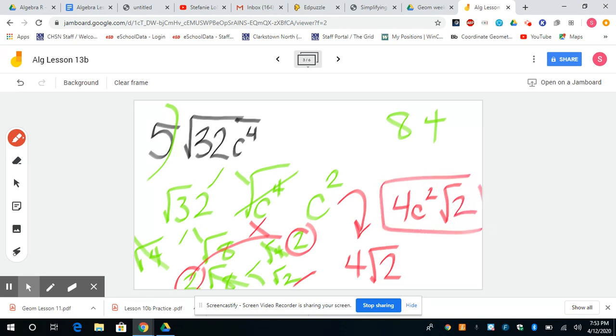If you said, well, 32 is 16 and 2, that's the biggest perfect square. That would have been less work. Using the biggest perfect square will make your life easier, but it's not wrong if you use different, simpler numbers. Okay.